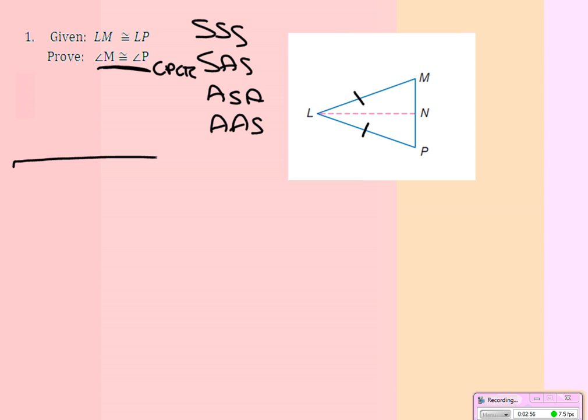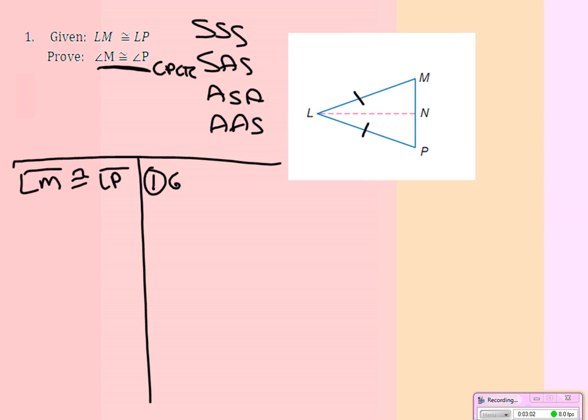So how do I start every proof? Start with your given statement. LM is congruent to LP, and that's given. The second statement I'm going to say is that LN is congruent to LN. And why are you congruent to yourself? Why, the reflexive property, of course.